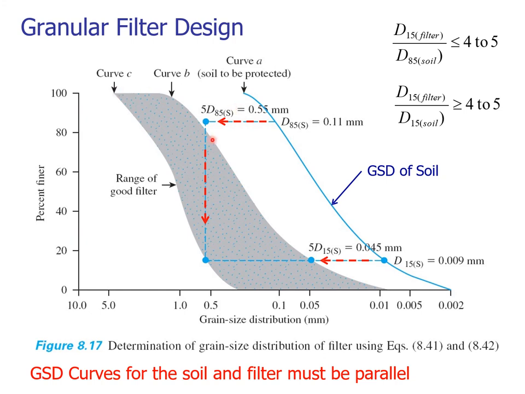So this band that you are having, if you have chosen the filter material to protect this particular soil, I will repeat, if the filter material's grain size distribution curve is falling somewhere on this band, you can treat that filter material as a good filter material. So in this way, we can design the granular filter for hydraulic structures.